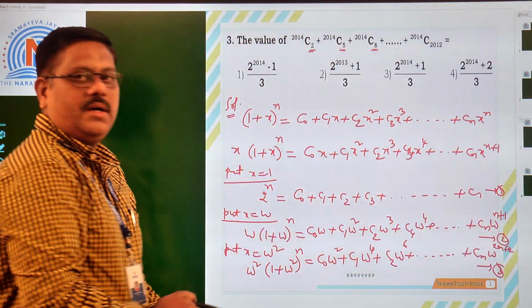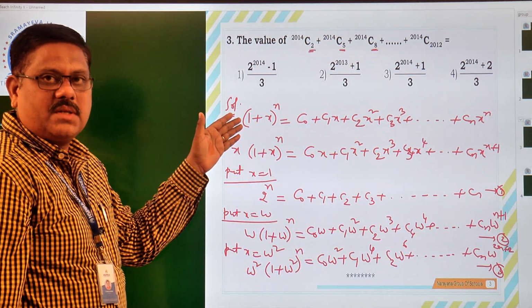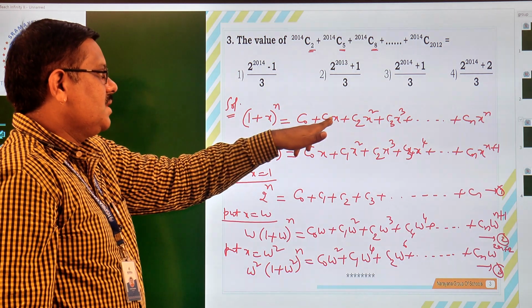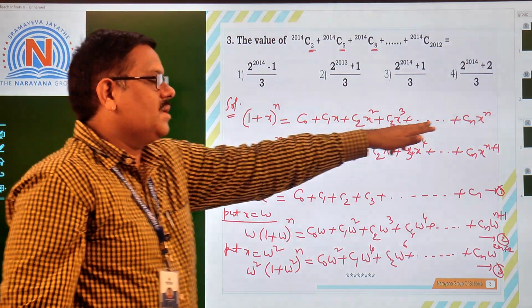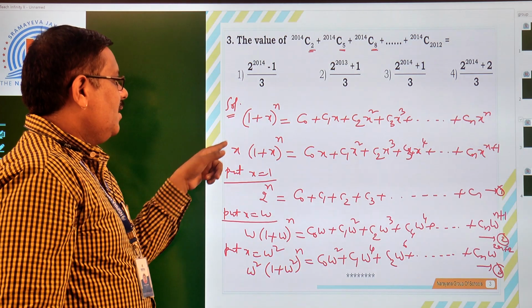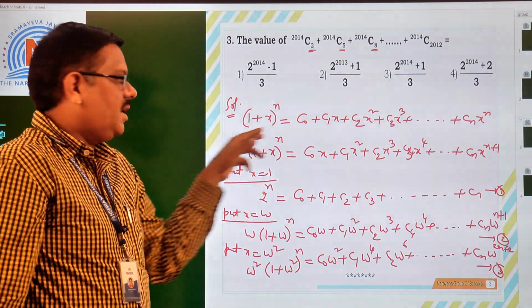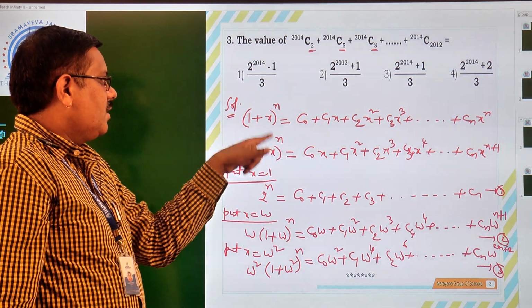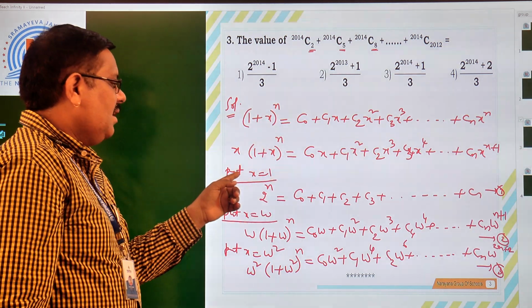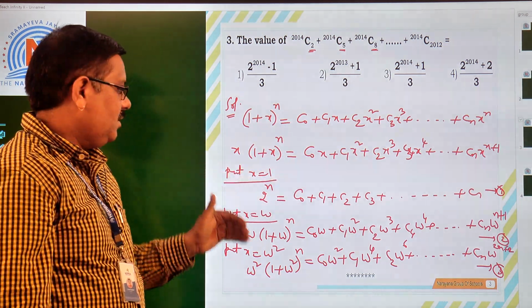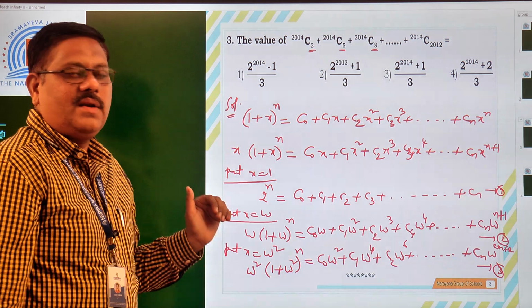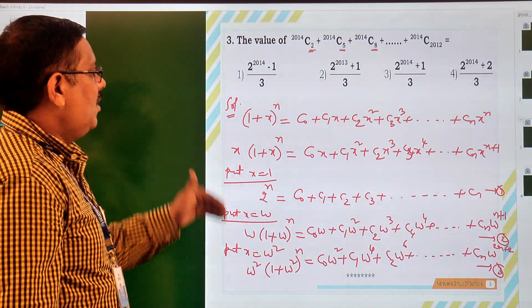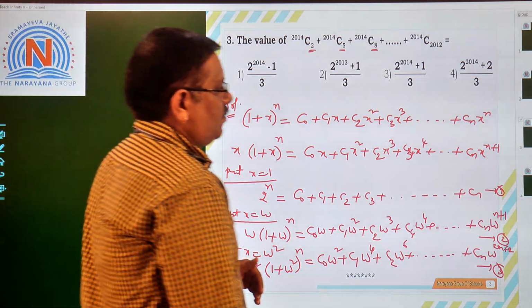So, what we did till now? We wrote the expansion of 1 plus x whole power n as c0 plus c1x plus c2x square plus so on plus cn x power n. Thereby, we multiplied both the sides of equality with x. So, we got x times of 1 plus x whole power n as this. Then, we started replacing x as 1, omega as well as omega square. Now, what to do? We have to add up all these 3 conditions. Now, let us do that.